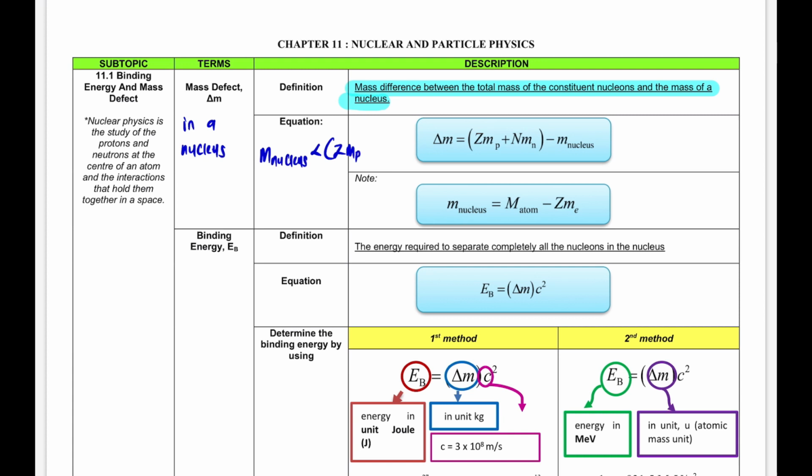Okay, so to get the mass defect, we need to use the equation which is delta M equals ZMp, which is the total mass of the protons, plus the total mass of the neutrons, minus the mass of the nucleus. So please take note that the mass of the nucleus is equal to the mass of the atom minus ZMe, which is the total mass of the electrons.